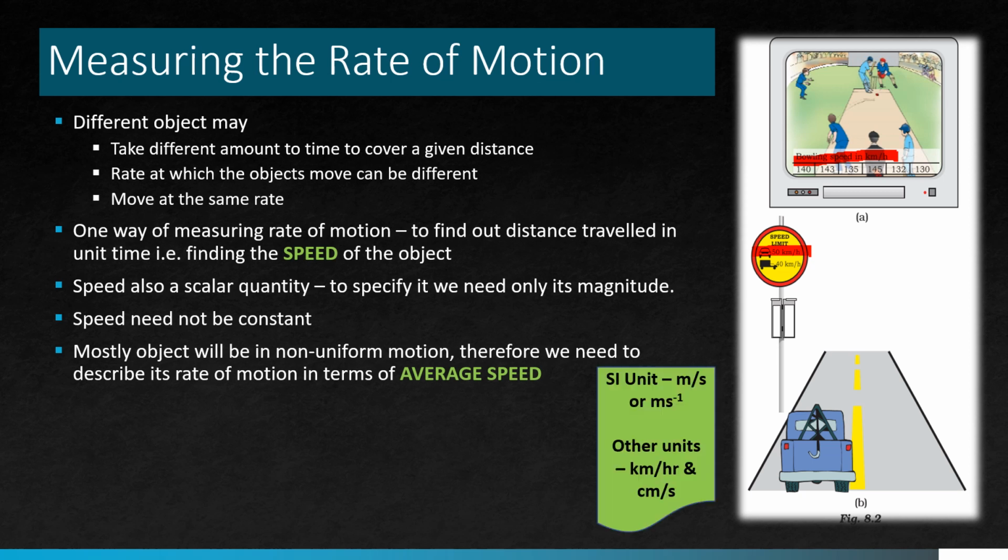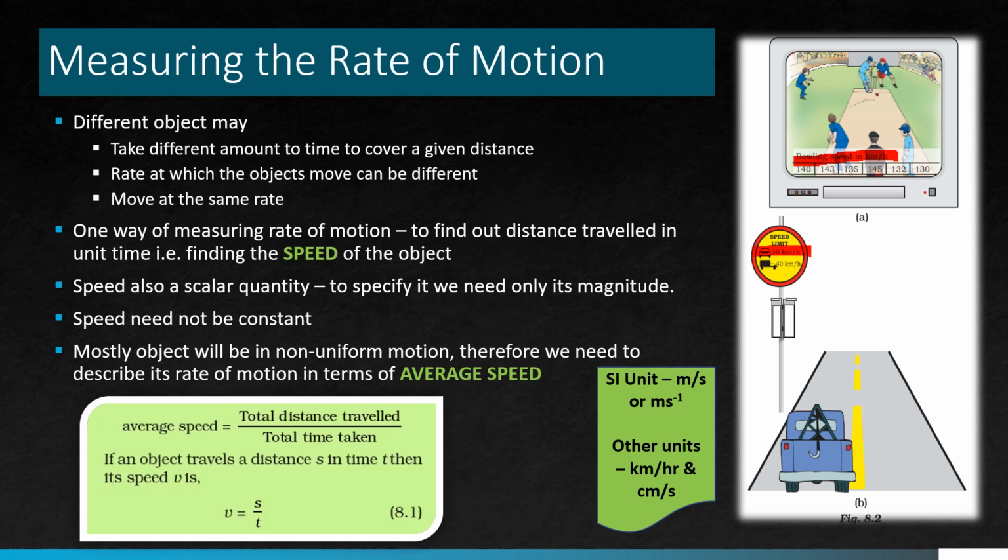Now how do you find this average speed is what we'll study. You find the average of anything by finding the mean, right? So to find the average speed of an object, you have to find the total distance traveled by the total time taken, right? You sum up all the distance traveled and divide by the sum of the total time taken.